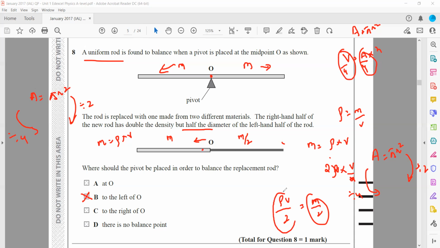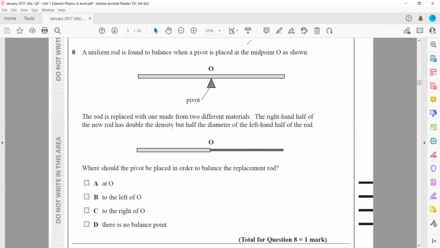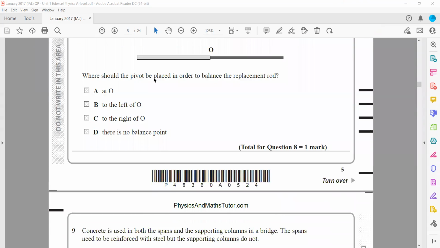So the total change in the mass is density into volume divided by 2, or m by 2. So the right hand side is m by 2, the left hand side is m. So what will happen? It will have more mass on the left hand side. As a result, the center of gravity will be on the left hand side. So the center of gravity shifted according to the distribution of the mass.